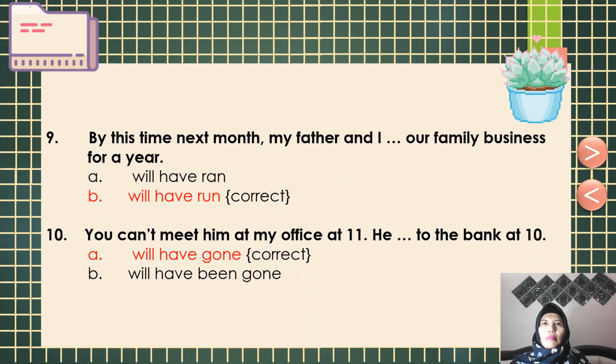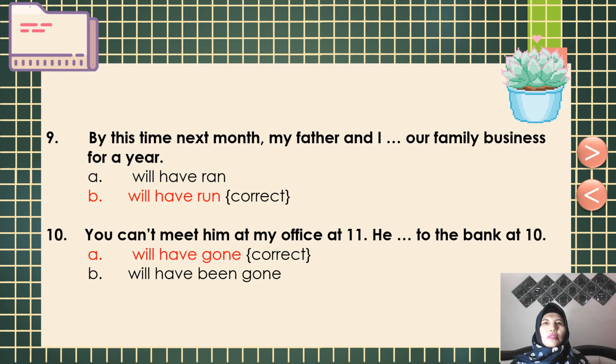Number 9. By this time next month, my father and I, blah blah blah, our family business for a year. The correct answer is, by this time next month, my father and I will have run our family business for a year.